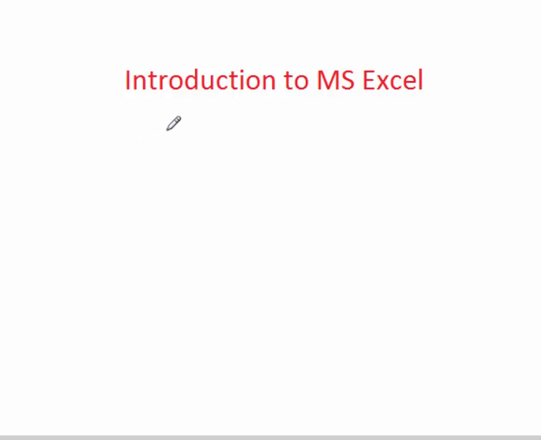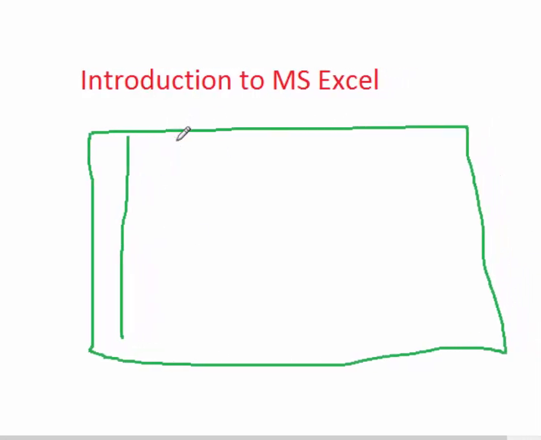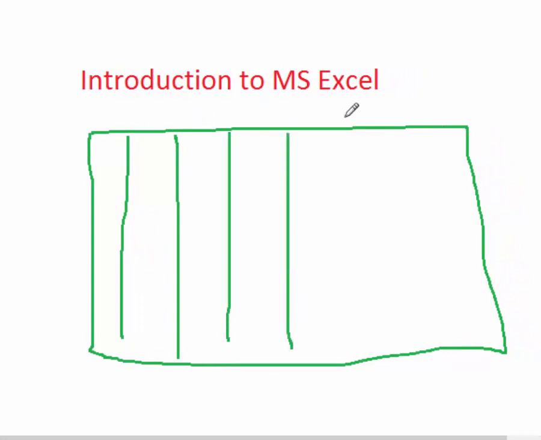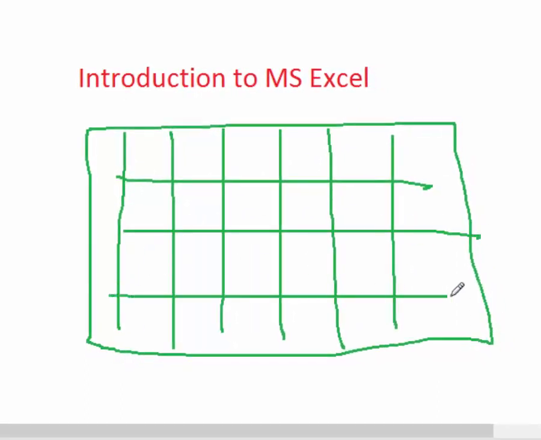So MS Excel has a page with boxes, and this page we call sheet. This is what we call sheet because it is wide like a sheet and it has boxes. These boxes are called cells, or one box in Excel is called cell.